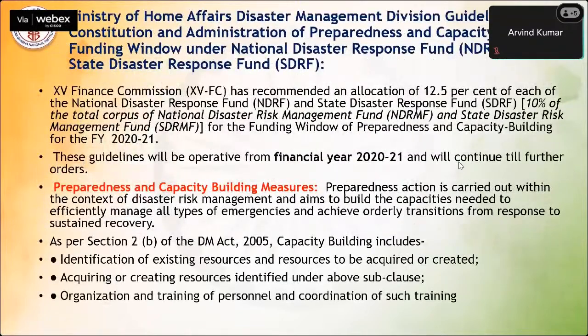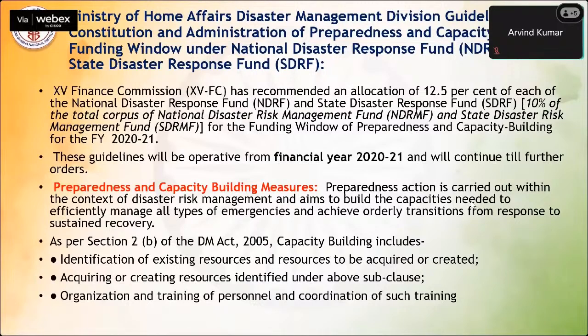Now there is a guideline given by the Ministry of Home Affairs on the budget side. So just go through it. It does not make disaster management responders of no use, but you are all taking care of the complete spectrum of disaster management. I request you to be familiar with it. Okay. Now, the Fifteenth Finance Commission has recommended an allocation of 12.5% of the National Disaster Response Fund and 10% of the State Disaster Response Fund corpus for the funding window for preparedness and capacity building. So 12.5% and 10%.